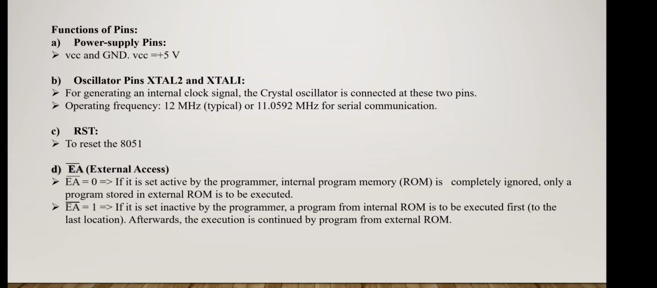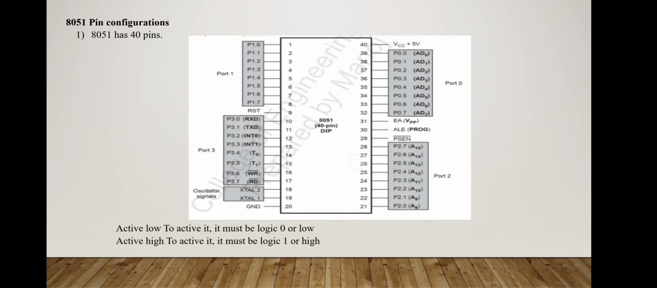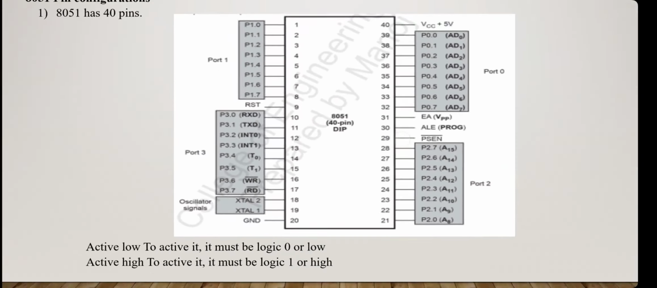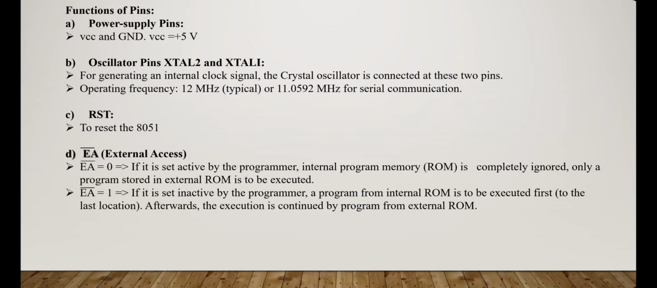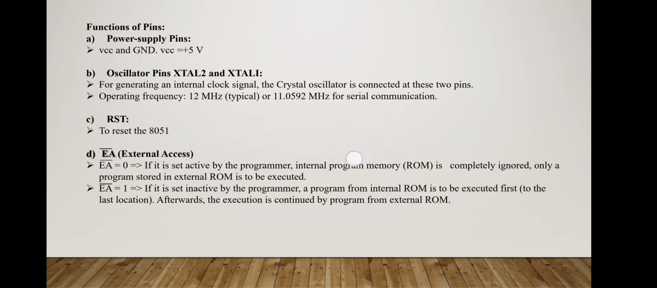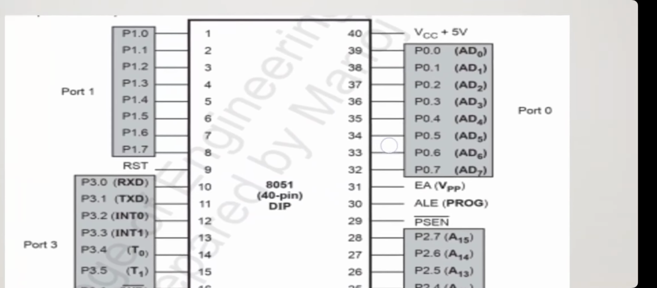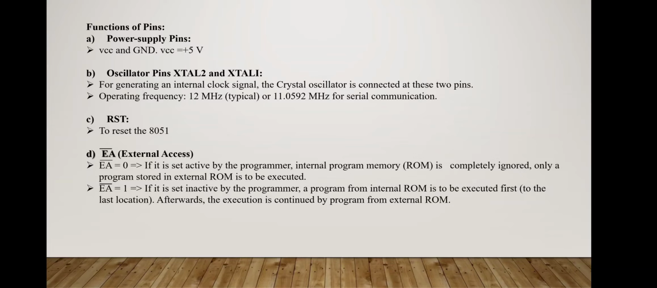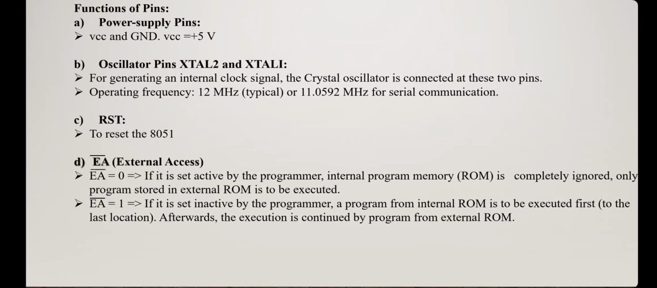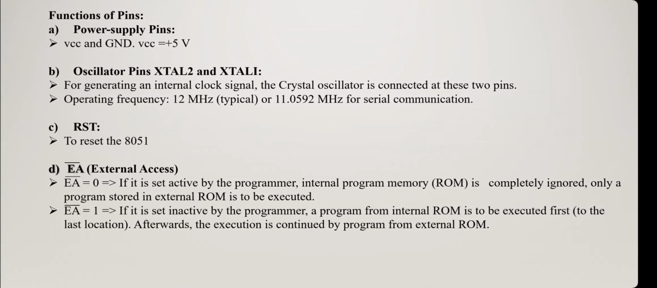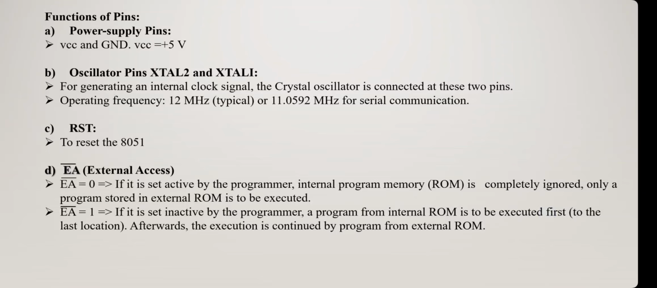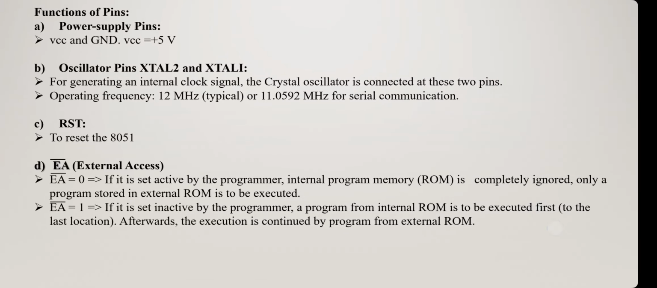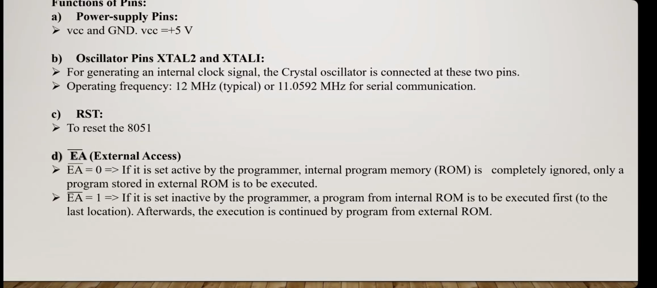Then we have the pin RST, that is the reset pin. It is used to reset 8051. It is the 9th pin. Okay, then we have EA bar, the external access pin, that is the 31st pin. This is an active low pin. When EA bar equal to 0, it is set active by the programmer, and internal program memory ROM is completely ignored, and only a program stored in external ROM is executed.